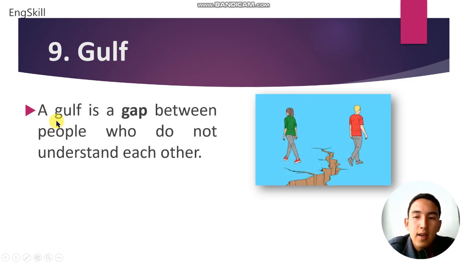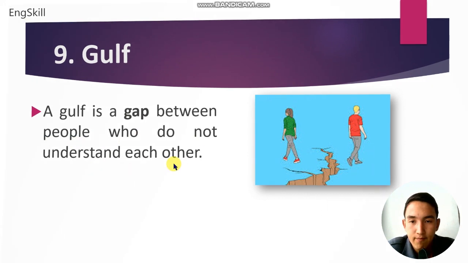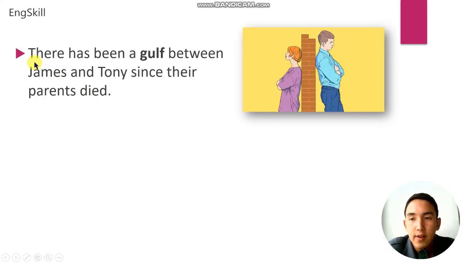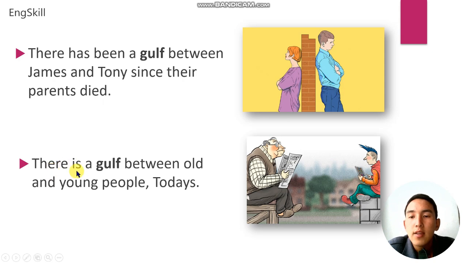Number 9, gulf. A gulf is a gap between people who do not understand each other. A gulf between 2 persons. For example, there has been a gulf between James and Tony since their parents died. There is a gulf between old and young people today. A gulf is like a difference.